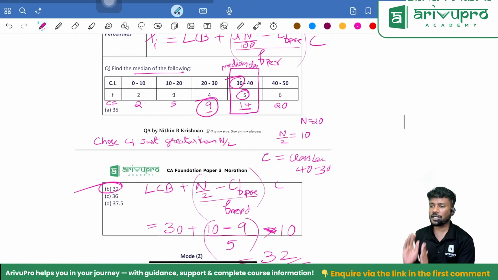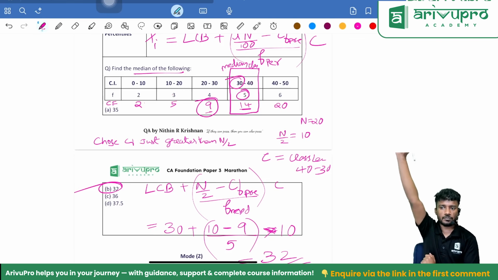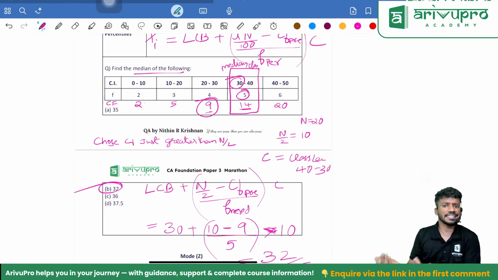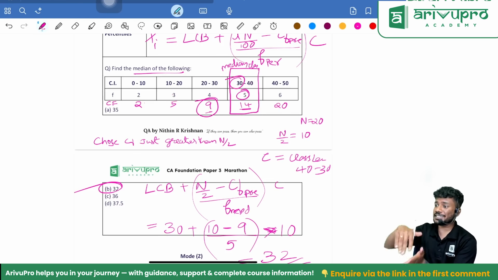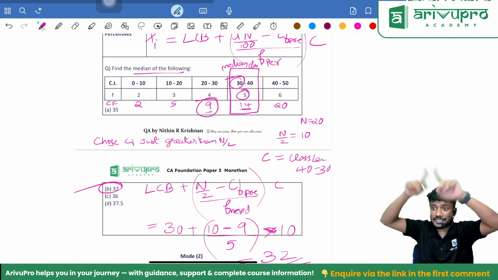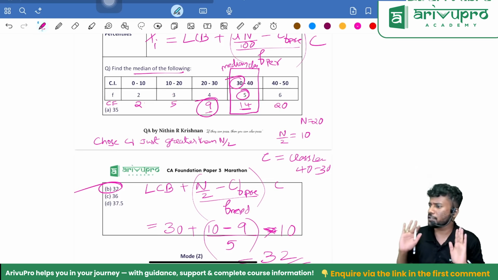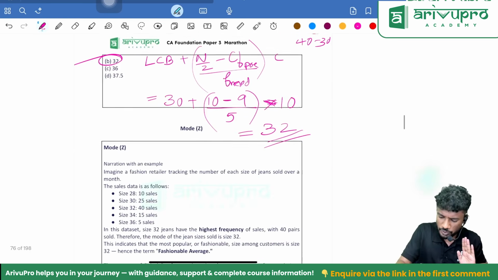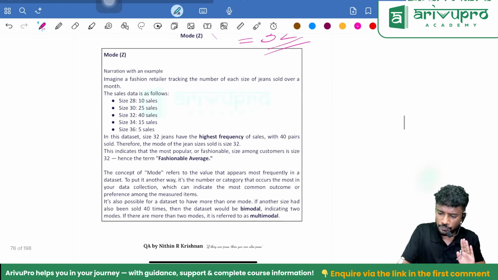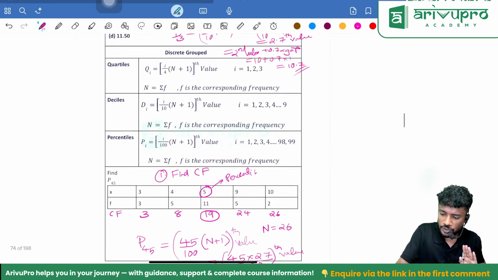Did you understand how to find median? First find cumulative frequency. Then take n by 2. Then choose the cumulative frequency just greater than n by 2. The class containing that cumulative frequency is our median class. Then apply the formula. That's all. Now we will do one more example with respect to continuous data.